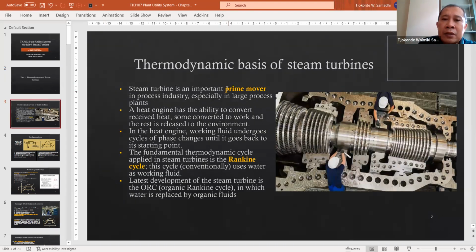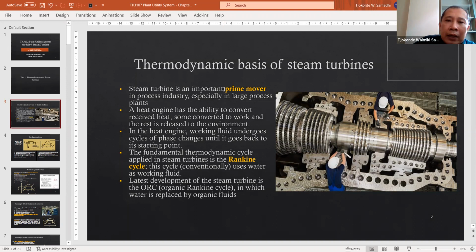There's a term that might be useful for you, which is the prime mover. The steam turbine is actually one of the most important prime movers in the process industry, especially in large process plants. A prime mover is machinery that converts energy and drives other process equipment. There aren't too many types of prime movers, steam turbine being one of them. We have, for example, electric motors, steam turbines, gas turbines, and also what we call a gas engine in the industry. It's actually a piston engine.